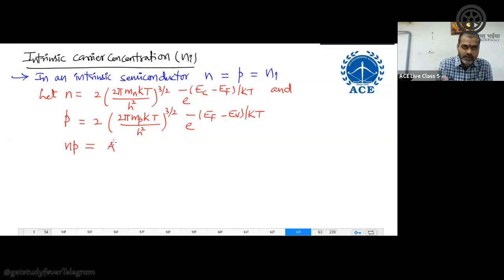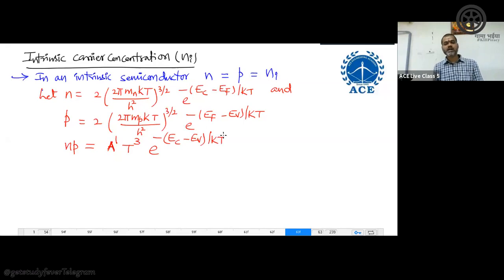It's again representation. Let us take it as a dash. Some a dash I am representing all constants. I am taking it as a dash into t cube. Am I correct? T cube, because t power 3 by 2 into t power 3 by 2 you are going to get. T cube into e power what I am going to get here? Yes, it is ec. Anyhow, this ef will get cancelled. I'll get ec minus ev by kT.